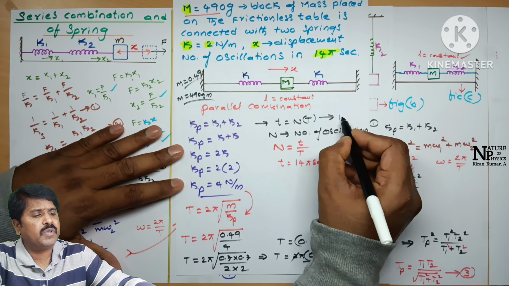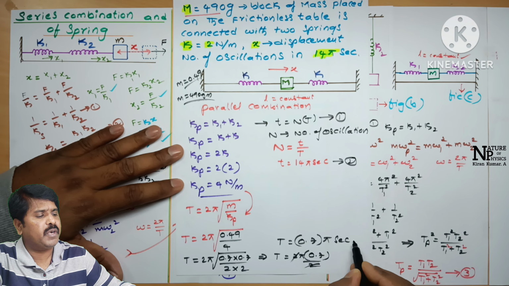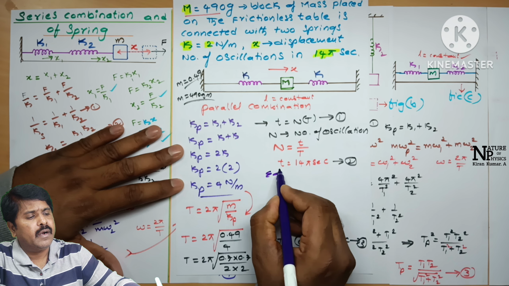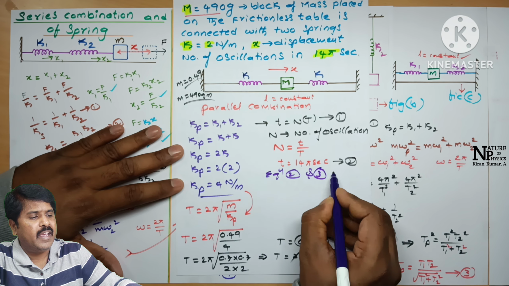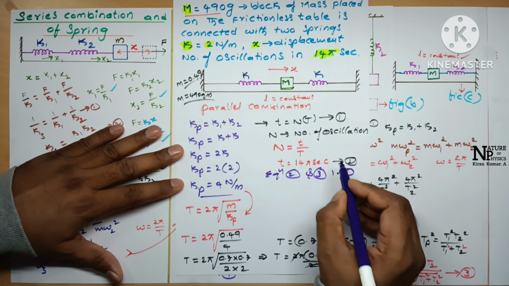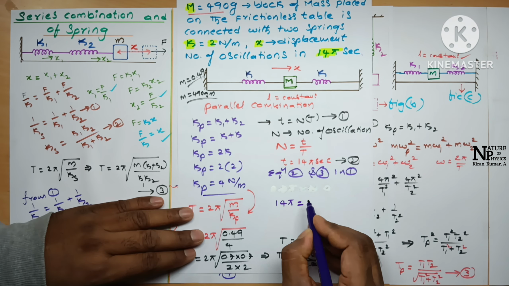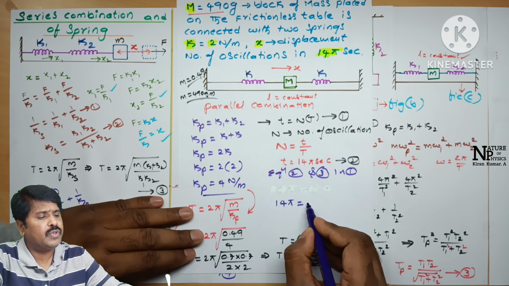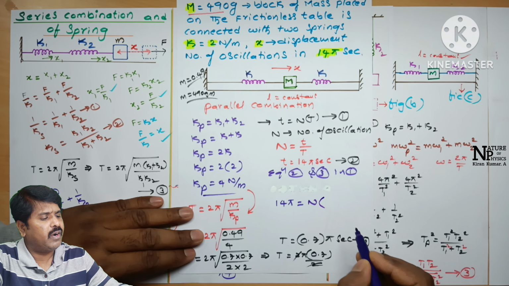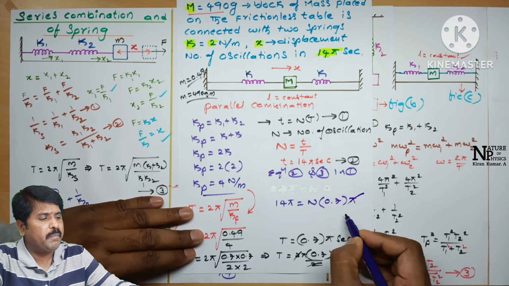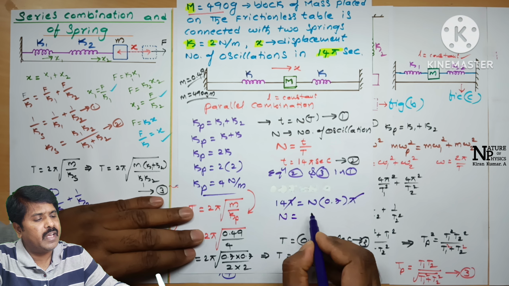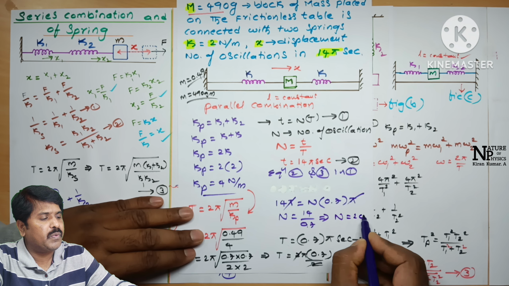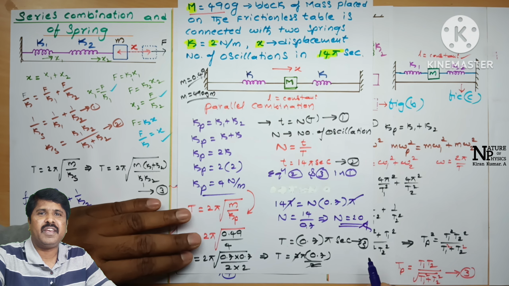This I can write as equation number 1. This I can write as equation number 2. This I can write as equation number 3. So now use equation numbers 2 and 3 in equation number 1, student. So the result: 14π, replacing small t, that is 14π seconds, is equal to n into the capital T value I got, 0.7π. Pi gets cancelled, so I got n equal to 14 divided by 0.7, so n is equal to 20 oscillations, which is the answer for the given question.